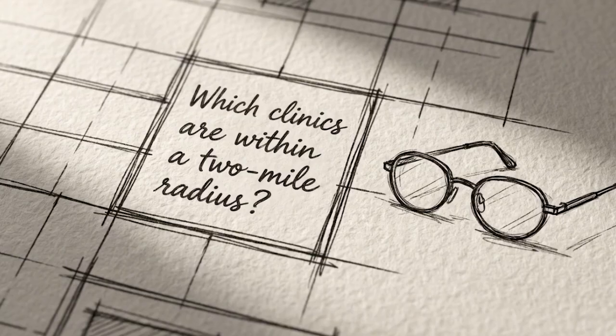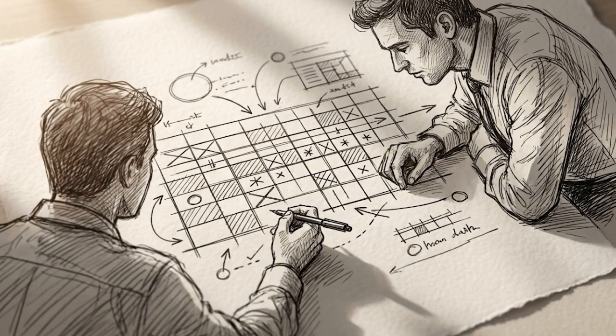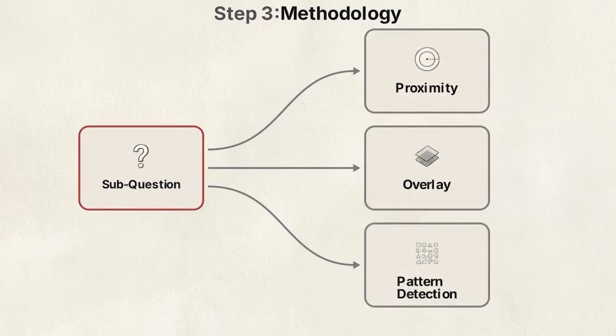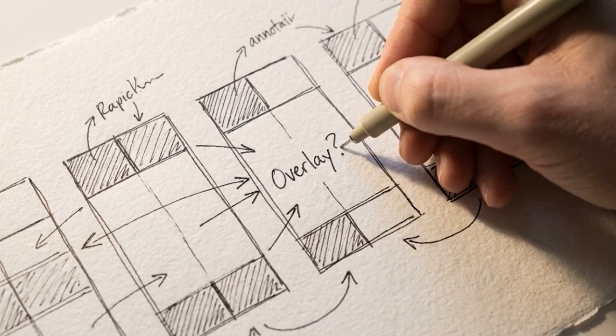Your success criteria for this step is clarity. Another analyst must be able to read your sub-questions and immediately understand what needs to be mapped without having to ask you for clarification. Step 3 is methodology. For each generated sub-question, you need to identify a specific spatial analysis type, such as proximity, overlay, or pattern detection. A best guess on the analysis type is perfectly fine right now. We will cover these specific techniques in depth in Module 3.